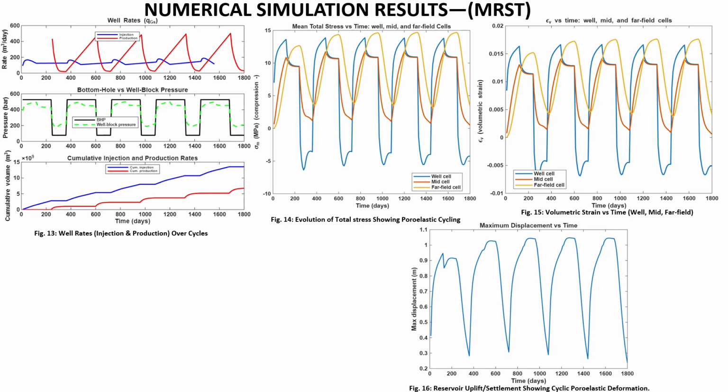So this uplift-settlement pattern repeats cyclically, confirming a strong poroelastic coupling. Over the 5 cycles, we see the peak displacement slowly increases, again due to incomplete pressure recovery and cumulative reservoir expansion.